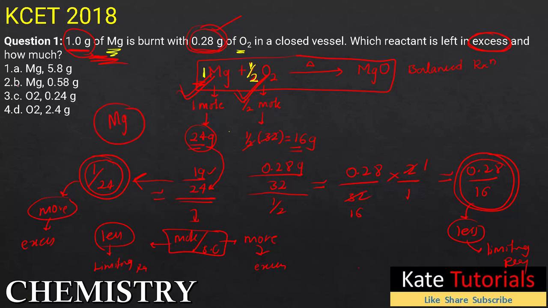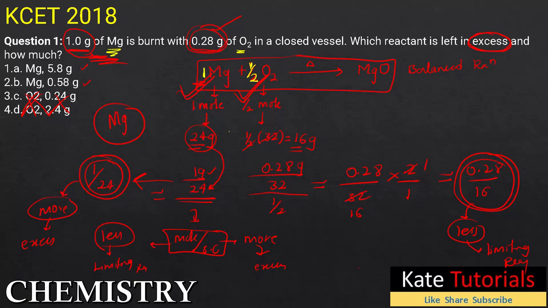So in the options, if we see A, B, C, D, here O2 is given in C and D, so these are the wrong options. So we are left with option A or option B, right? Which is in excess? Magnesium is in excess, right?